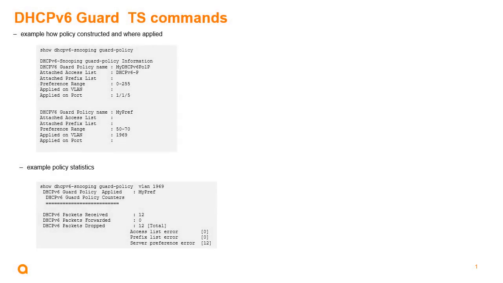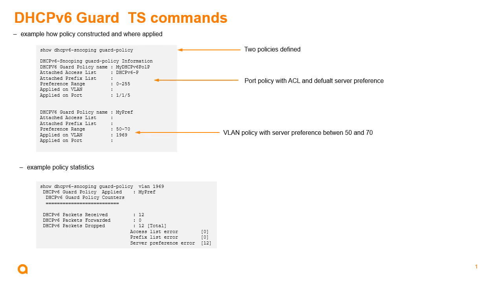Let's look at an example of how policy is constructed and where it's applied. We can issue a show DHCPv6 snooping guard policy, and we see immediately we have two policies defined. We have a port policy with an ACL with a default server preference of between 0 and 255. Lower down we also see we have a VLAN policy with a server preference between 50 and 70.